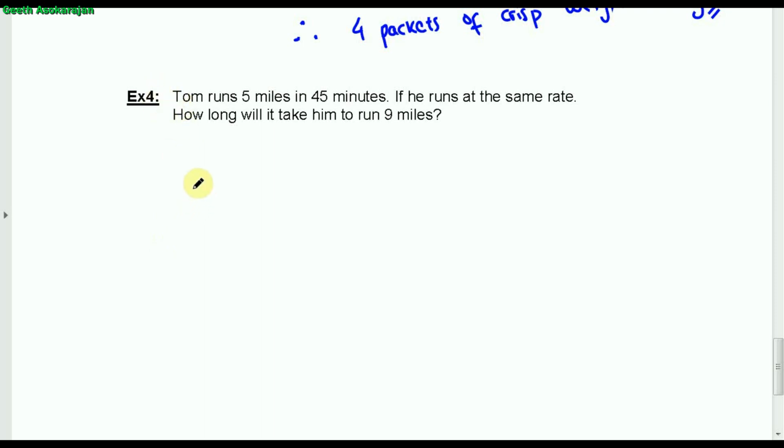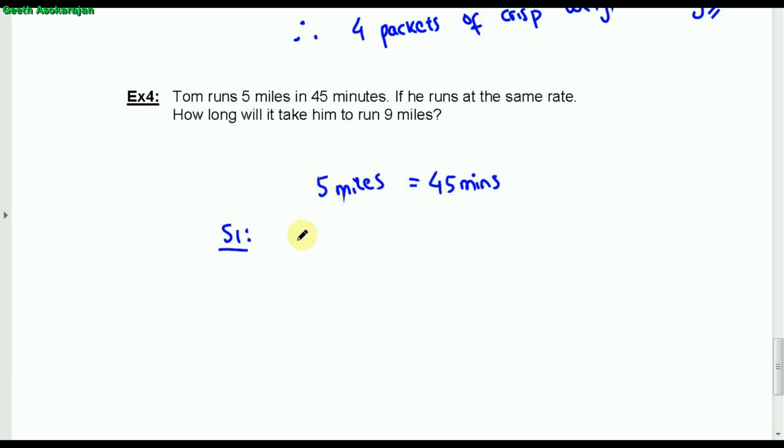Right, example number 4. Tom runs 5 miles in 45 minutes. If he runs at the same rate, how long will it take him to run 9 miles? So let's write this down mathematically. So for 5 miles, it took him 45 minutes. So in step number 1, let's work out the time it takes Tom to run 1 mile.